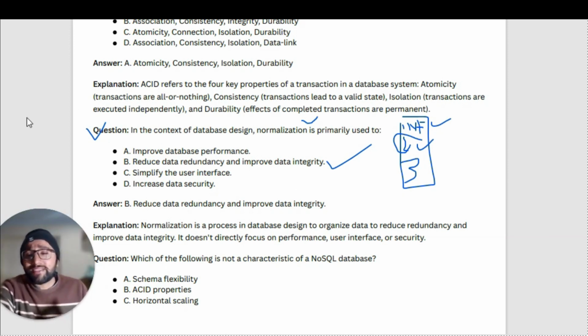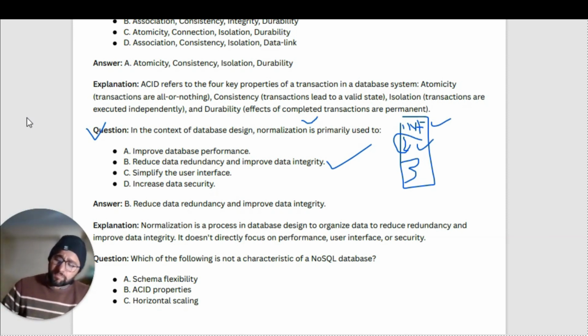So we try to create separate tables to ensure this. Like we will break this table into two tables. In one table we will have ID and the student's name, and in the second table we will have ID and the courses they are enrolling in. So the third normal form says that there should be no transitive dependencies, and it should be in second normal form.